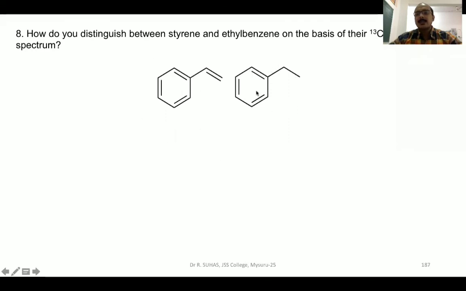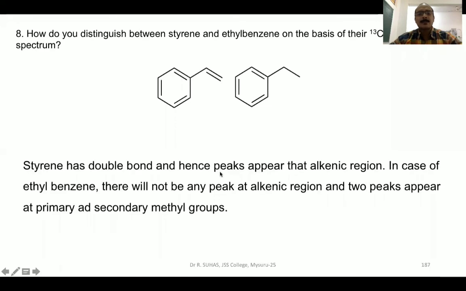Whereas in ethyl benzene, there will be 2 types of carbons, one is saturated and another one is unsaturated. Whereas in styrene, you will see that all are unsaturated carbons. Whereas here you will see that there are both saturated carbons as well as unsaturated carbons. This should be essentially CH3 and CH2 coming in the range between say 20 to 40 roughly, and the rest are the aromatic carbons. So styrene has a double bond and hence peaks appear at the alkene region, whereas in the case of ethyl benzene, there will not be any peak at the alkenic region, but two peaks appear for the CH3 and CH2.